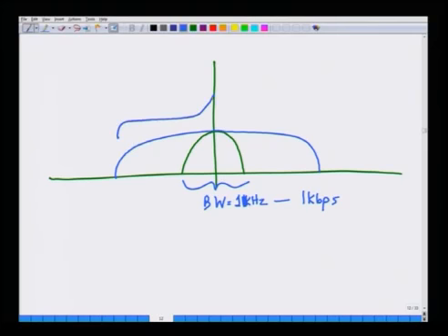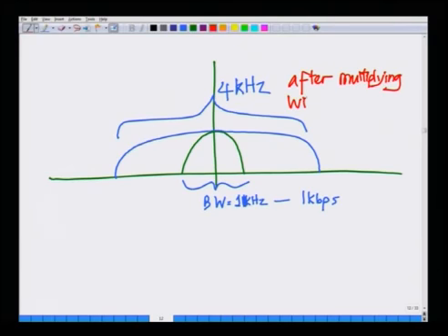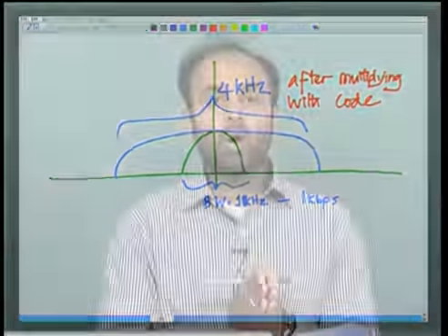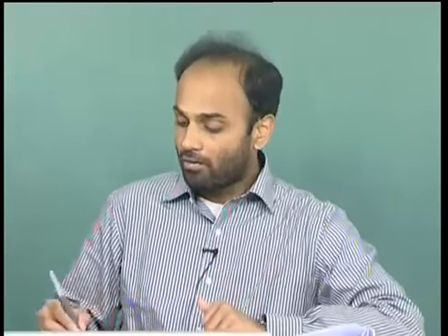Now, I have a bandwidth which is much larger, which is 4 kilohertz. So, remember, this is after multiplying with the code. Before I multiply with my code, the bandwidth required is 1 kilohertz. After I have multiplied with the code, the bandwidth has increased to 4 kilohertz. Hence, multiplying with the code has spread the bandwidth of the signal.